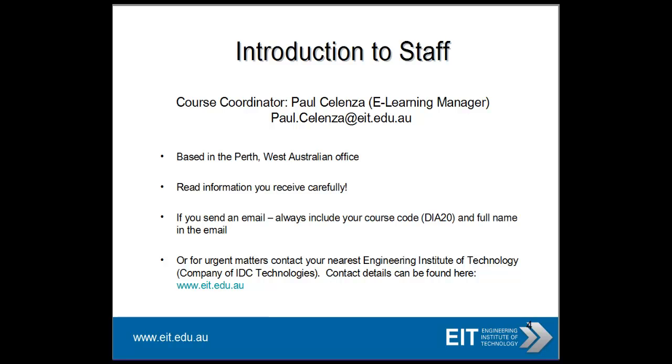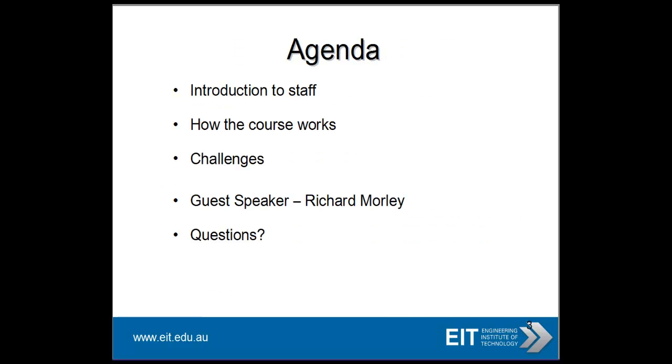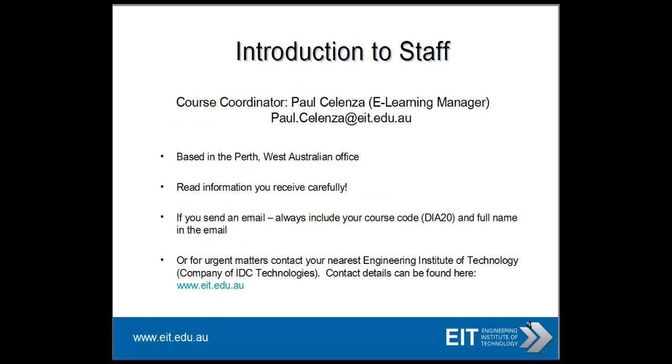Now, so I can respond to your emails very quickly, please don't forget to put your course code on the emails that you send me. Can anyone tell me what the course code is? It's Advanced Diploma of Industrial Automation, but we make it short for communication purposes. I see everyone's typing. DIA20, that's right. So if you can, in the subject line of the email, just type in DIA20, and then I will understand which course you're in very quickly, and I'll know how to help you.